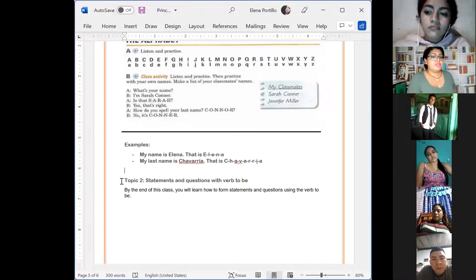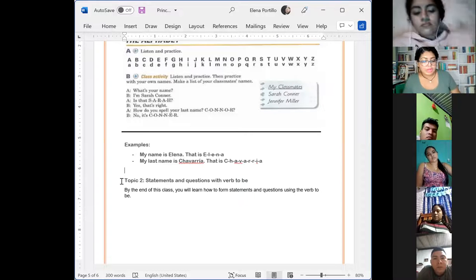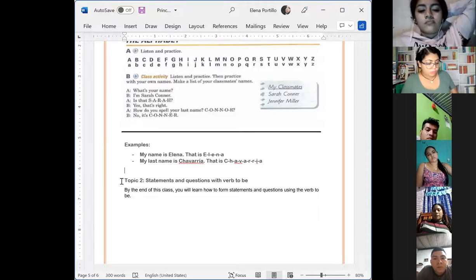It says by the end of this class, you will learn how to form statements and questions using the verb to be. Quiere decir que al final de la sesión vamos a tener por lo menos conocimientos básicos de cómo escribir oraciones o de cómo formular oraciones y preguntas.